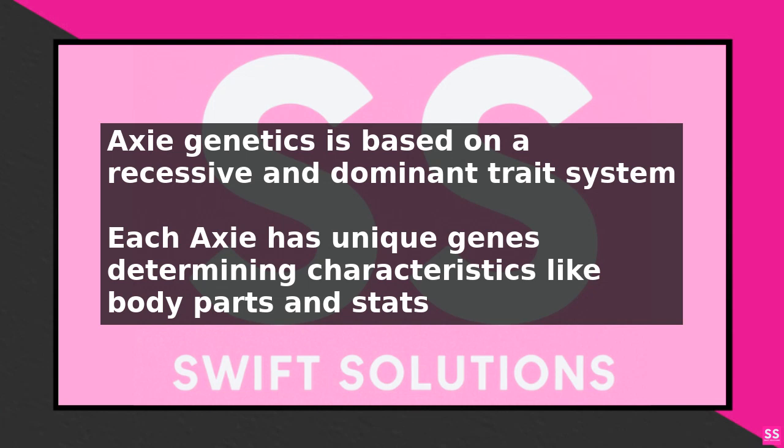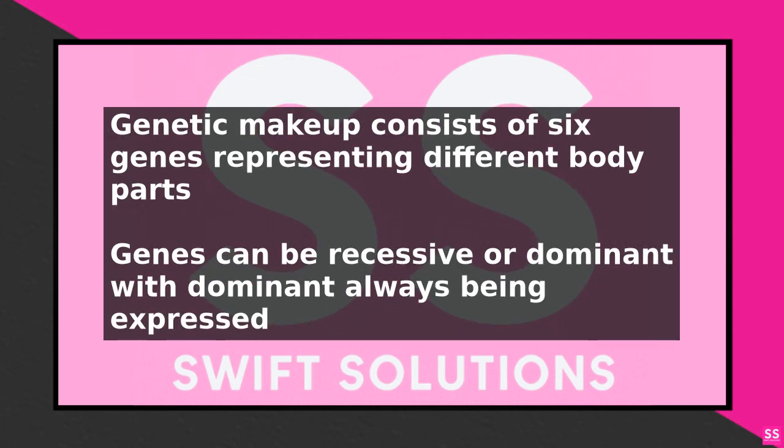The genetic makeup of an Axie consists of 6 genes, each representing a different body part, including eyes, ears, mouth, horn, back, and tail. These genes can be either recessive or dominant, with dominant genes always being expressed over recessive ones. Understanding the interaction between these genes is crucial for successful breeding.